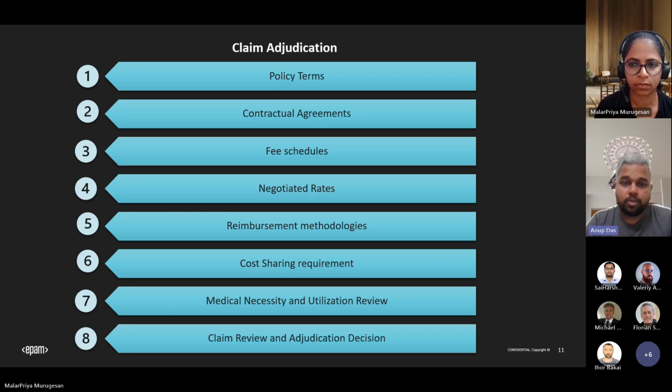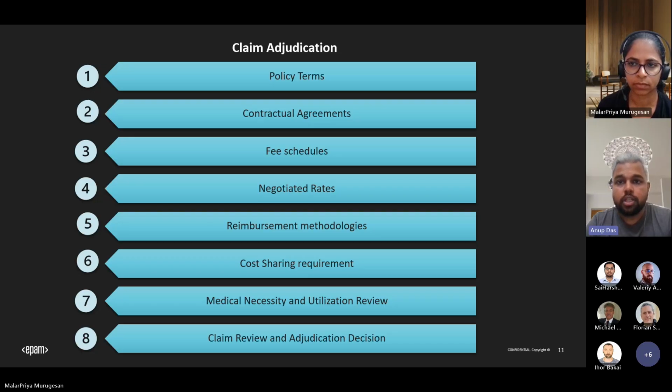Policy terms, which have been given to the member or provider, contractual agreements, the schedules of the fee, like Malar mentioned, some take it half yearly, some take it quarterly. What are the negotiated rates that have been mentioned here? What will be the reimbursement methodologies, whether it will be checks or cash or direct account deposits, cost sharing requirements, what will be the sharing between the members and employers, governments, and all those other entities. What is the medical necessity and utilization?